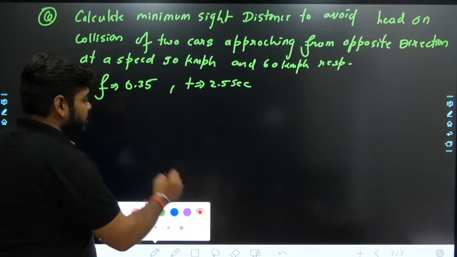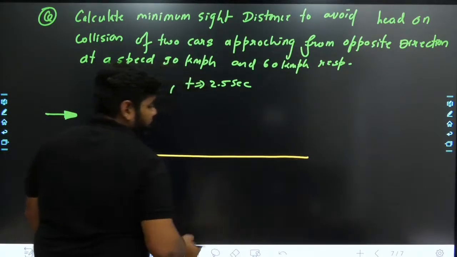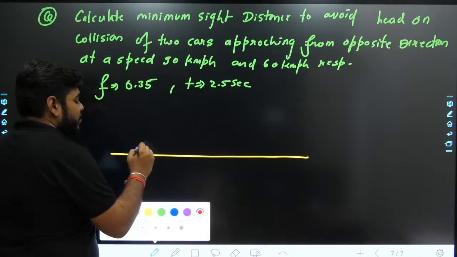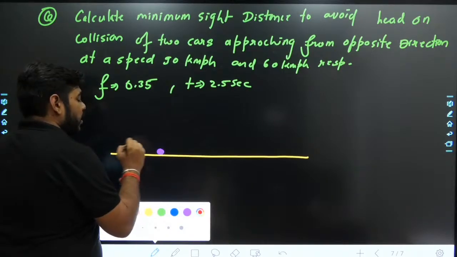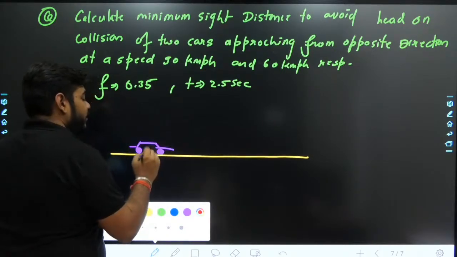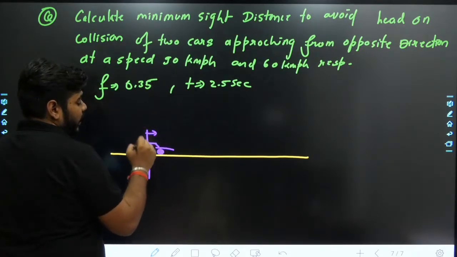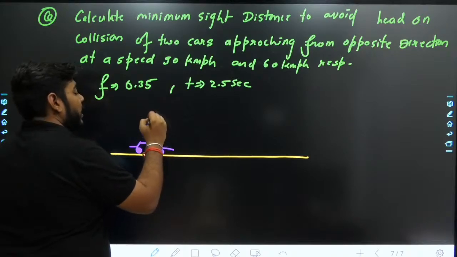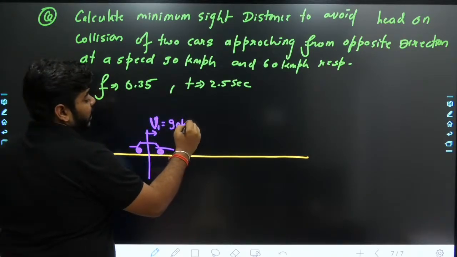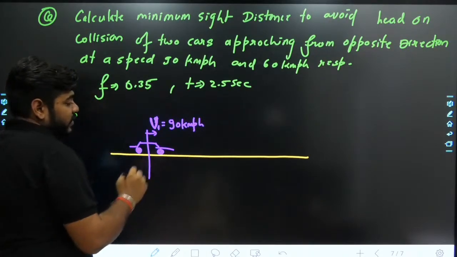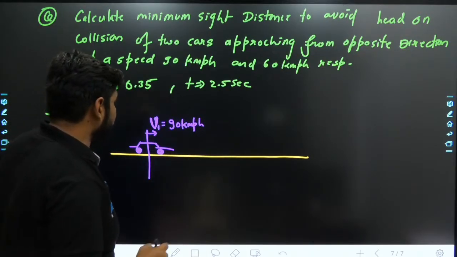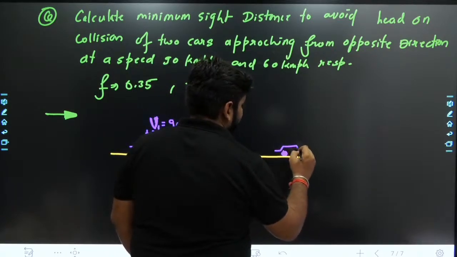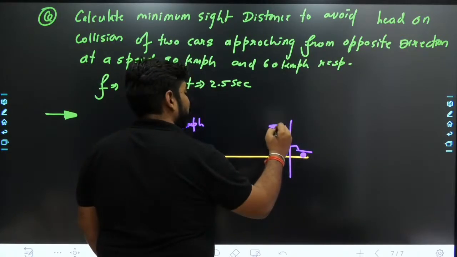What will happen? So I'm just giving you a brief idea. Just try by yourself. I think this is a simple problem, but I just want you to know why we can't use the relative velocity concept here. So this is your vehicle number 1, coming with a velocity capital V1, that is 90 kmph. And we know that this is a single lane problem. So in the same lane, another vehicle is coming.